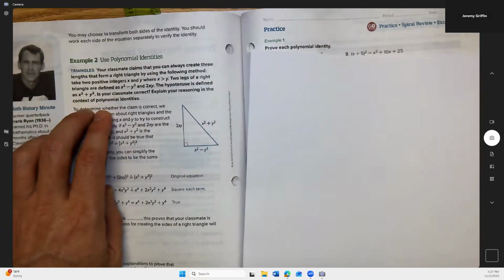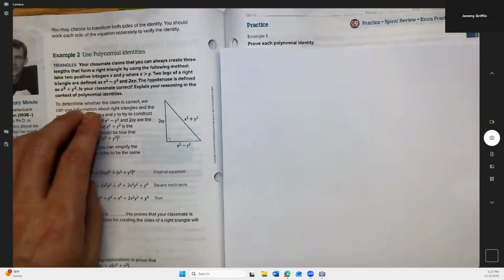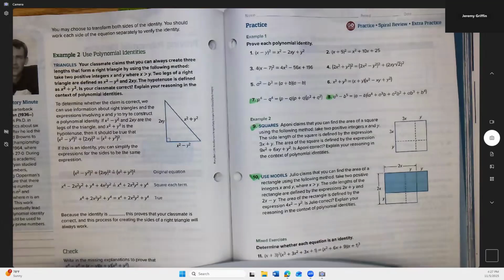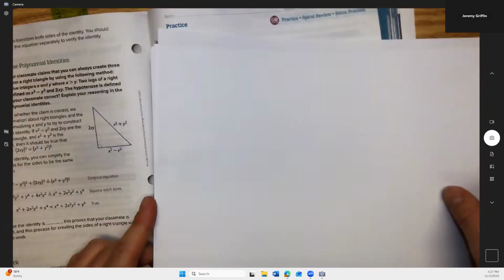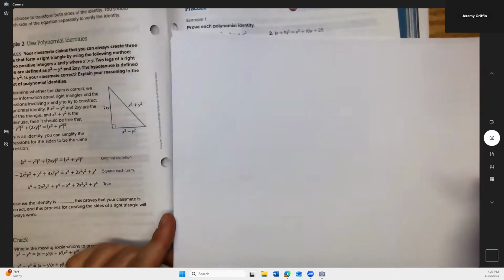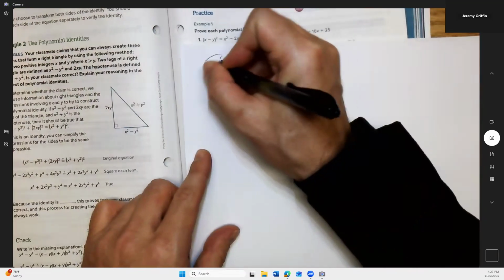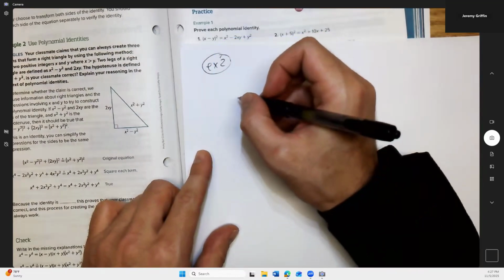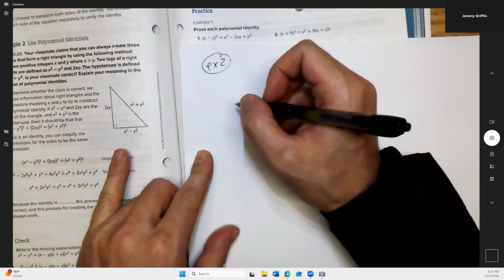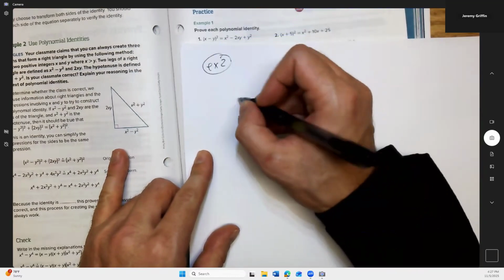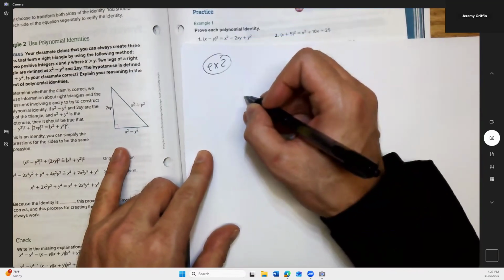Now, you do have to know one more thing for this, which is the Pythagorean theorem. But I think everybody's probably known that for many years. So let's see if we can prove this, or we're going to test it, with the Pythagorean theorem. And if it turns out to be true, then awesome. So this is example two, right here. Would that be true? Well, let's see.